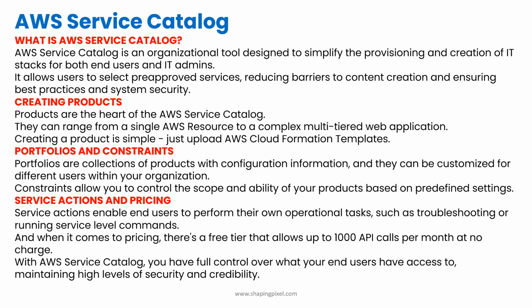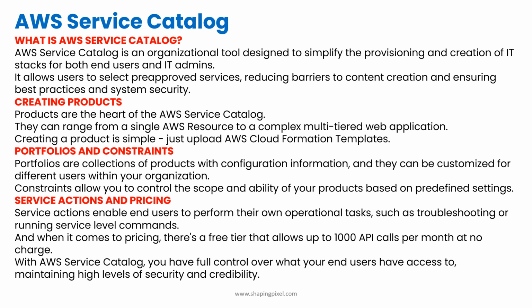AWS Service Catalog. AWS Service Catalog is an organizational tool designed to simplify the provisioning and creation of IT stacks for both end users and IT admins. It allows users to select pre-approved services, reducing barriers to content creation and ensuring best practices and security.